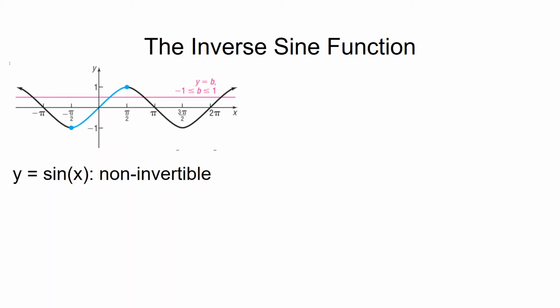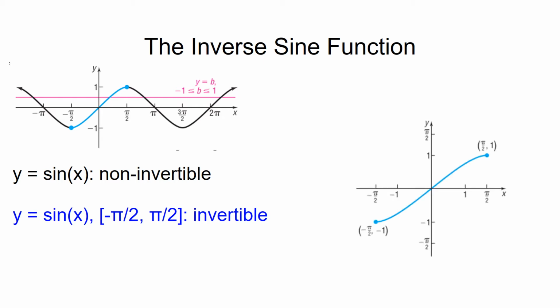Now let's consider the function y is equal to the sine of x. From the graph we can see that it fails the horizontal line test, and therefore it is not invertible. However, if we consider 1/2 of a period of this function, here marked in blue, namely the part of sine of x where x is between minus pi over 2 and pi over 2, we can see that this new function is invertible.